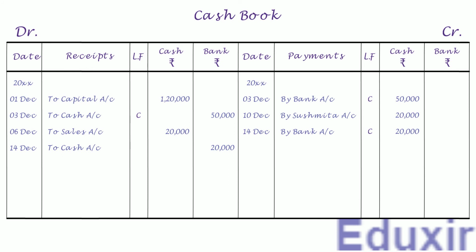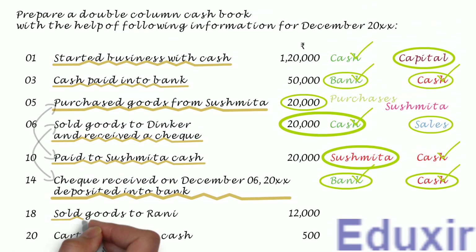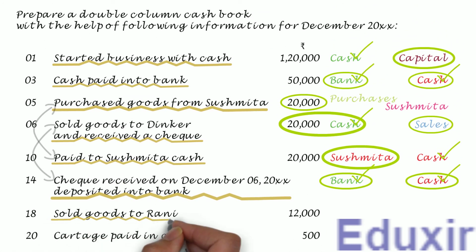Also note that as this transaction involves depositing the cash into the bank, we need to write C in the ledger folio column, indicating that this is a contra. This indicates that this entry should not be posted into the ledger account. With that, we have completed the posting of this bank entry into the cash book. Let us now take up the next transaction. In this transaction, goods worth 12,000 rupees are sold to Rani.